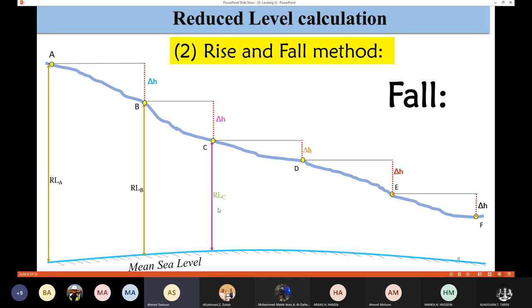Similarly, for the point C, in order to determine the reduced level for the point C, I need to know the reduced level of the previous point, which is, in this case, the reduced level of the point B. So the reduced level of the point B minus the difference between the two points is going to give me the reduced level for the point C. So this is the concept of the rise and fall method. I can repeat this process here and here and here.